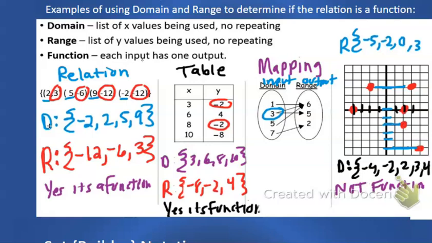The range is the y values being used with no repeating. So if you had a number that repeated twice like this -12 here, you'd only have to write it once. You don't repeat domain and range items in a list. For the table, it's the y values. For the mapping, it's the side with the arrows. And then for the discrete graph, it is the y coordinates of these points.